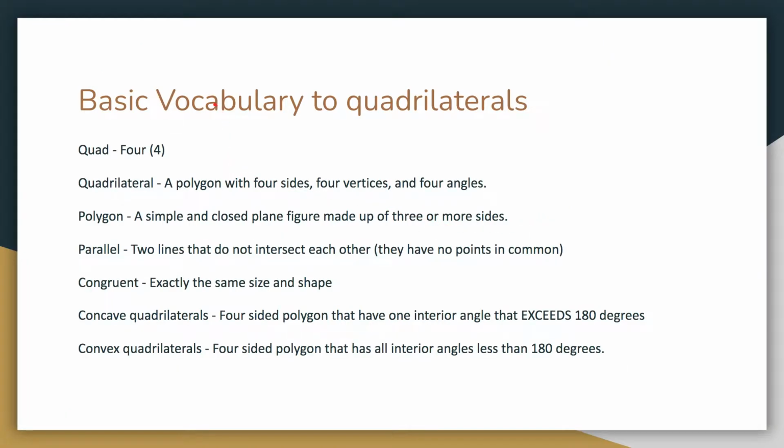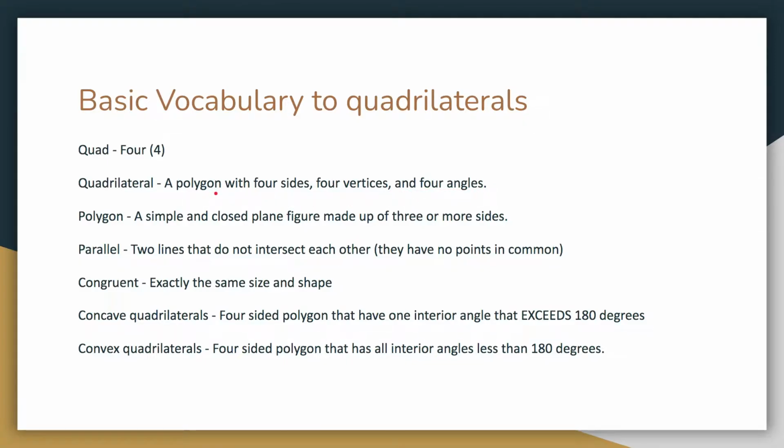First, we'll start off with the basic vocabulary to quadrilaterals. If you haven't realized, there is one key word in quadrilaterals. Can you tell? Yep, it's quad. Quad basically means four. If you haven't noticed, a quadrilateral is a polygon with four sides, four vertices, and four angles.